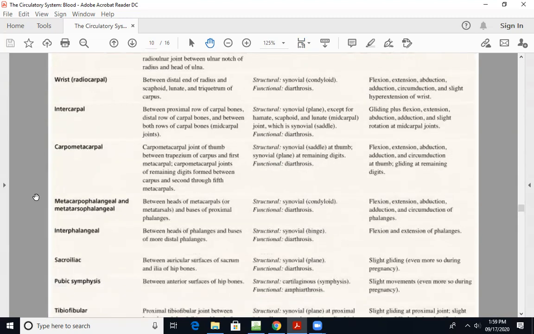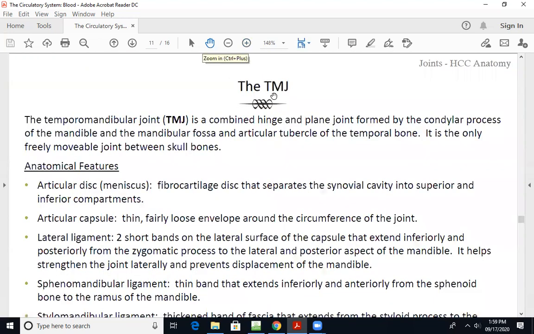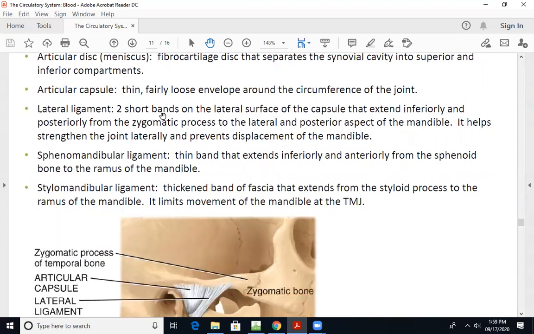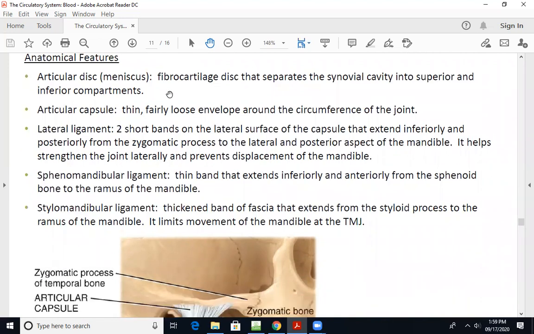So we'll skip on past those and go through some of the most important joints of the body, starting with the TMJ, which we've talked about at several points the last couple class periods. TMJ, short for temporomandibular joint, is a combined hinge and plane joint formed by the condylar processes of the mandible, or as we call them, the mandibular condyles, and the mandibular fossa and articular tubercle of the temporal bone. It is the only freely movable joint between our skull bones. It's what allows us to chew, grind up our food, and it even allows us to talk.